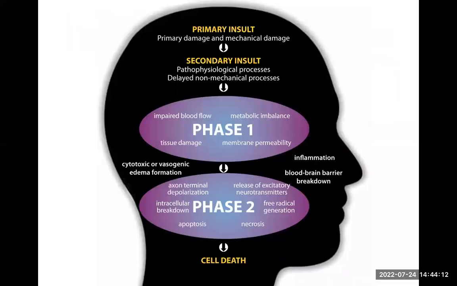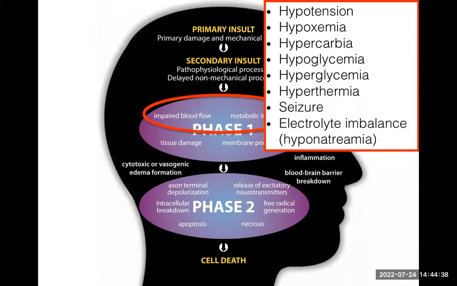Cerebral blood vessels also constrict or dilate in response to changes in the partial pressure of oxygen and partial pressure of carbon dioxide in the blood. We call it chemical autoregulation. Therefore, secondary injury can occur from either hypotension, hypoxia, hypercarbia, or iatrogenic hypocapnia.